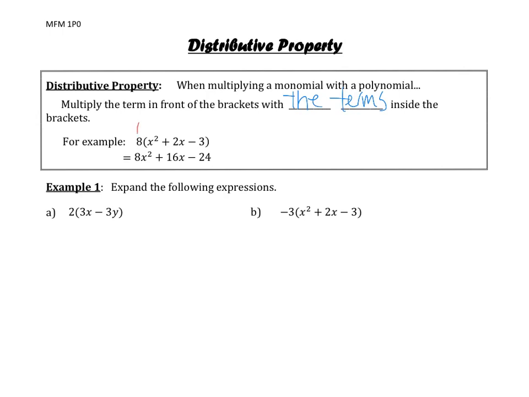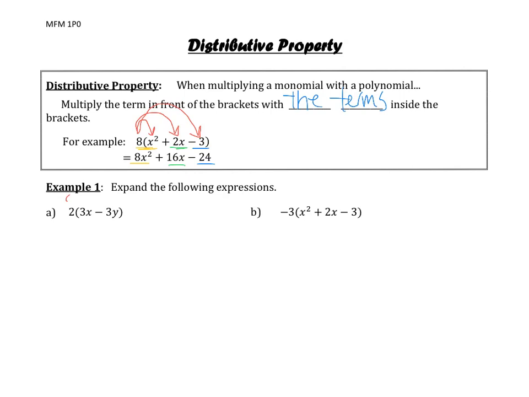Okay, basically this is what I usually do when we're writing this down. It looks like this. We're going to take this 8 and multiply it by the x squared. It's going to get multiplied by the 2x. It's going to get multiplied by the negative 3. So 8 times x squared is 8x squared. 8 times 2x is 16x. And then 8 times negative 3 is negative 24. Okay, and that's the idea that we're going to practice today. You always take the monomial in front and multiply it by the terms in the brackets to, again, get rid of the brackets. Okay, so let's try some of these.